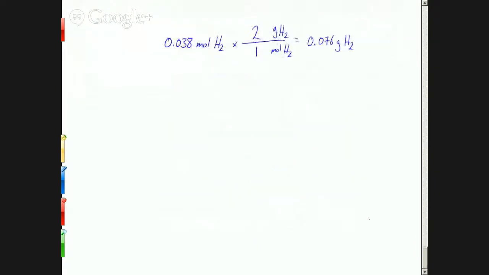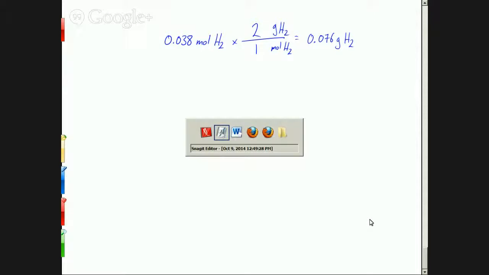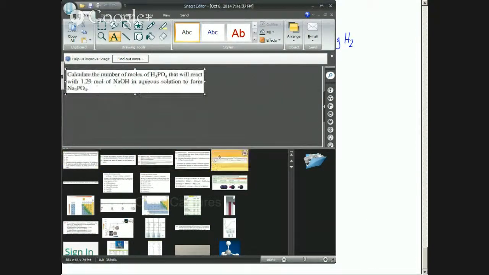All right, we'll leave that one there for now. And let's go on to the middle bit here. Yeah, so this one that's talking about H3PO4. I have that somewhere. Here it is.